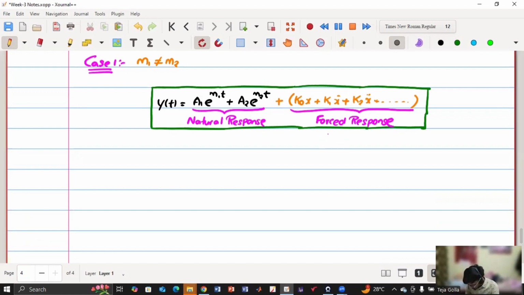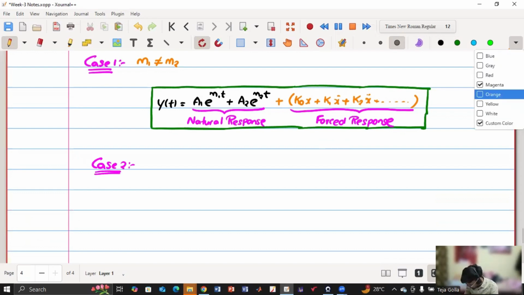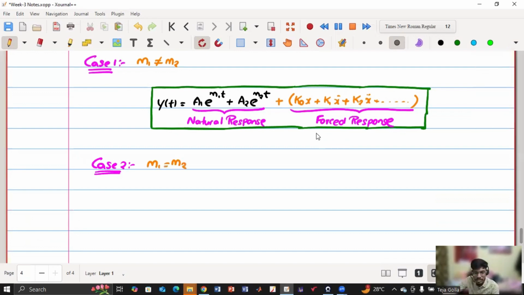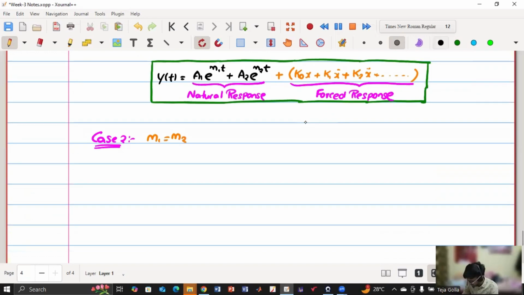Now let us go to case two. So what happens in case two? Say m1 is equal to m2. Then again, the forced response will remain the same. Only the natural response will have a slight difference. So it becomes y of t equal to at plus b, which we have learned is the exception case.